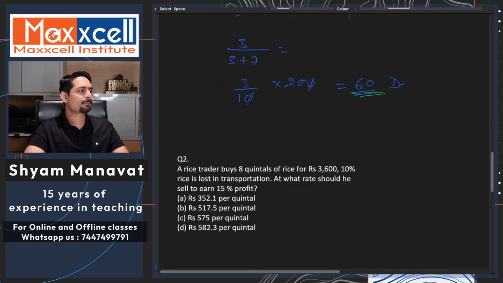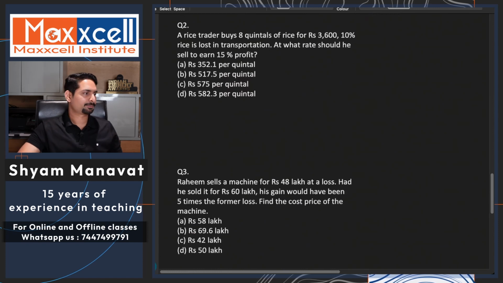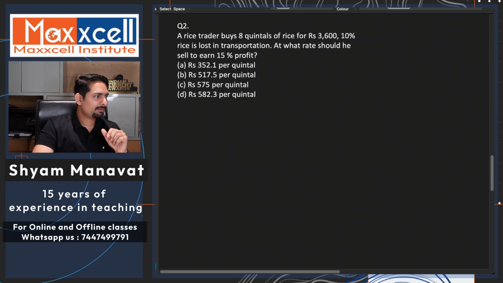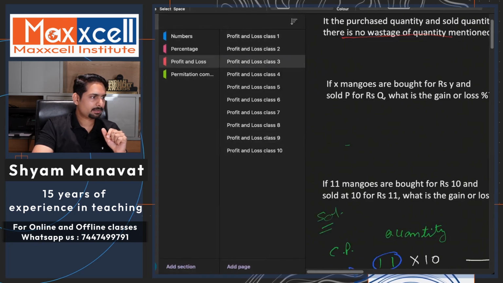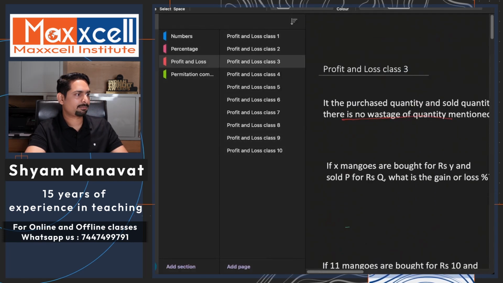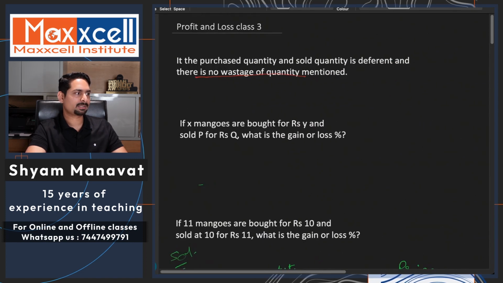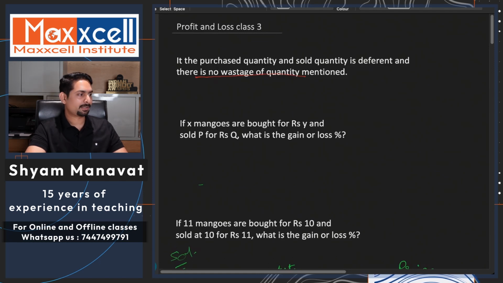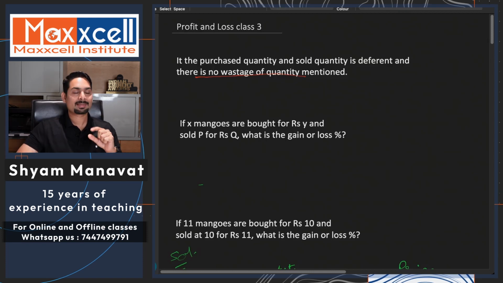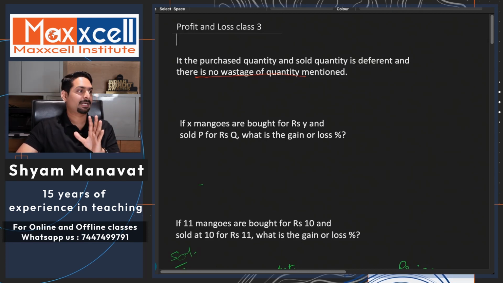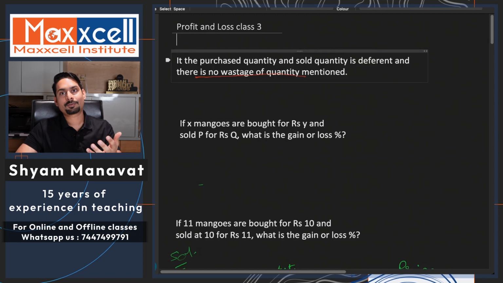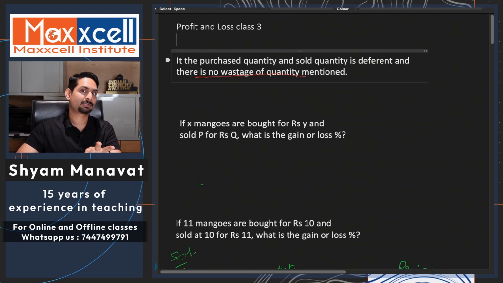Okay, let's jump to the next question. Question number 2. If you remember, we have discussed one concept in a lecture, that if the purchase quantity and sold quantities are different with no wastage of the quantity, then how to solve the question. This we have discussed in lecture number 3, and that time I also mentioned that if there is a wastage of quantity mentioned, then how to deal with those questions.